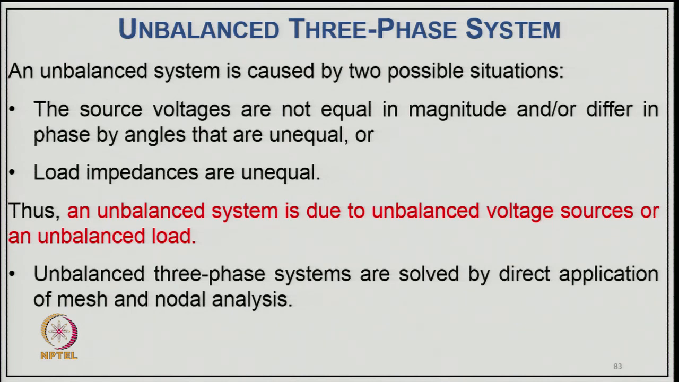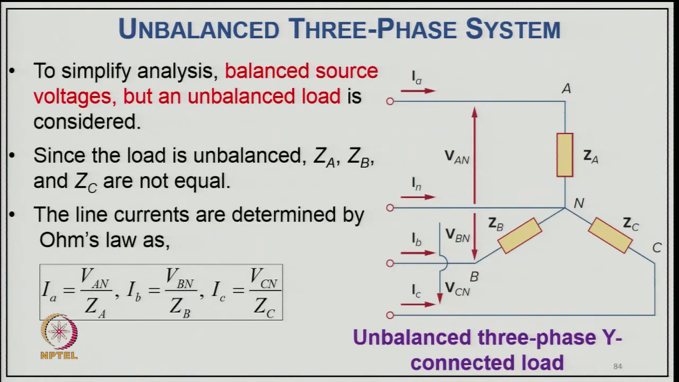An unbalanced three phase system is solved by direct application of mesh or node analysis, which we discussed earlier in the DC circuits. To simplify the analysis, a balanced source voltage but an unbalanced load is considered here. So, since the load is unbalanced, ZA, ZB, ZC are not equal, I mean these three impedances. So, line currents are derived by Ohm's law, that is IA equal to VAn upon ZA, IB equal to VBn upon ZB, and IC equal to VCn upon ZC.